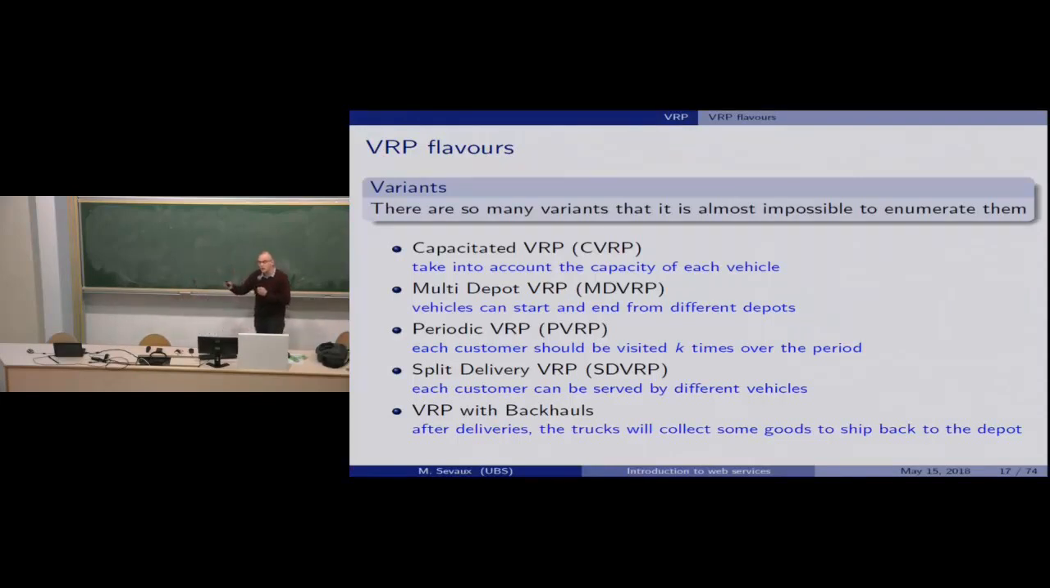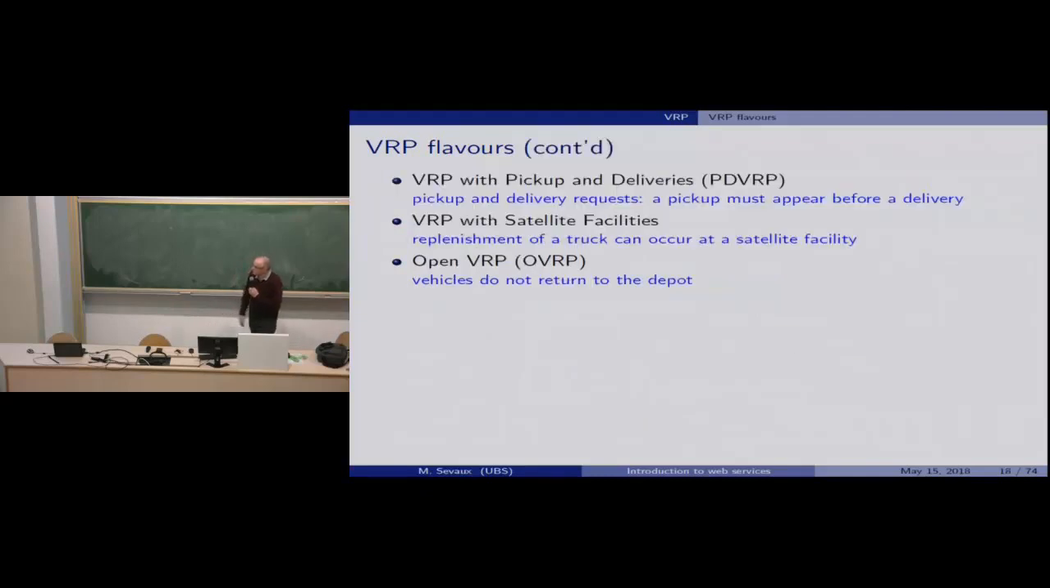So you have to decide how much quantity you deliver every time you visit a customer. You have the VRP with backhauls, so after deliveries, the truck will collect some goods to ship back to the depot. This is very useful for reverse logistics problems. And of course, you have the VRP with pickup and delivery, the VRP with satellite facilities, and the open VRP, where the vehicle does not have to return to the depot.